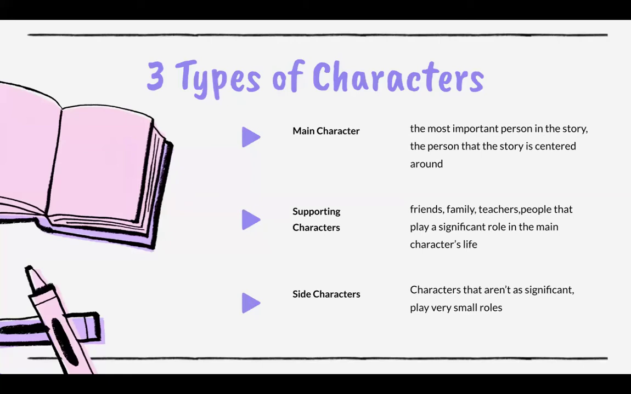Then we have supporting characters. These are people who are not as important as the main character, but still play a significant role in the story and in the main character's life. So this might be friends of the main character, family of the main character, people that the main character talks to a lot. And then lastly, we have side characters. These are characters that aren't as significant, but still play small roles in the story. For example, a side character in a story might be the random person that the character says hi to on their way to school one day.